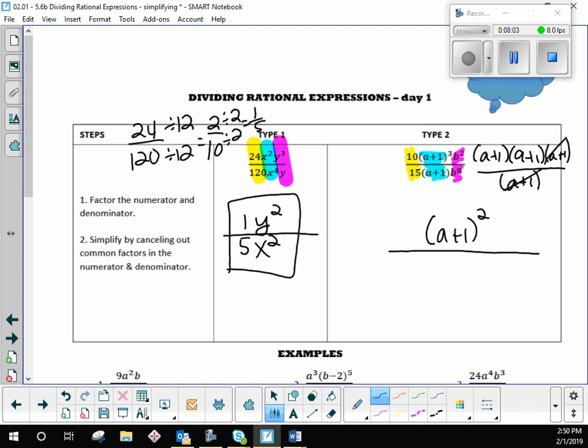Right? And you don't have to write it out long every time. You can treat it just like the variables. Like I could have said, where are the most A plus 1s? The top. So A plus 1 stays on top. And how many are left over? 2, because you can cancel out 1.